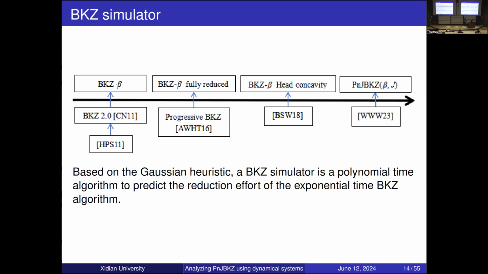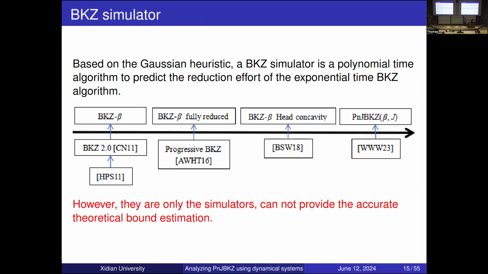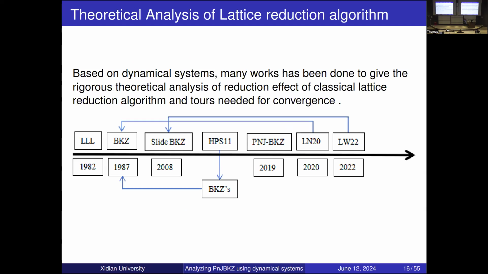To do this, based on the Gaussian heuristic, many BKZ simulators have been proposed. They are polynomial-time algorithms, and they can simulate the behavior of the exponential-time BKZ reduction algorithm. However, they are only simulators. They cannot provide an accurate theoretical estimation of the BKZ reduction algorithm, and they cannot give the number of tours needed for convergence. Based on dynamical systems, much work has been done to give a rigorous theoretical analysis of the lattice reduction effort of classical lattice reduction algorithms.